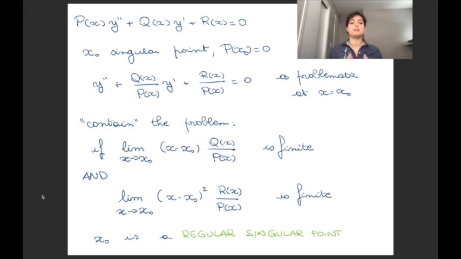The Euler equation fits this perfectly. We have that P is x squared, Q is alpha x, so x divided by x squared gives you 1 over x, and you add an x in front, so the first limit is equal to alpha, and the second limit is equal to beta. So in both cases, we are in the finite case. So x equal to 0 for the Euler equation is a regular singular point. And that means that for regular singular points, next week we will see methods to solve them in a general setting.